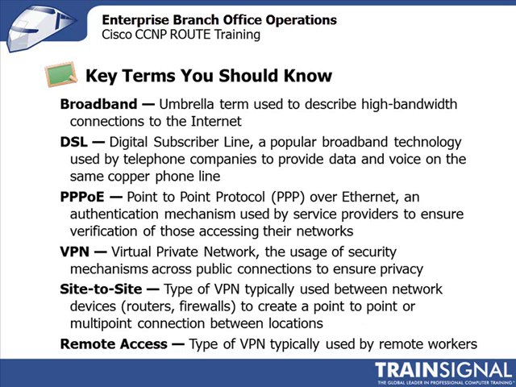This is the use of security mechanisms, for instance, IPsec, to ensure privacy across public connections, namely across the internet. Site-to-site is one type of VPN, typically used between network devices, routers, and firewalls to create a point-to-point, or in some cases a multi-point connection between locations. And then there's remote access VPN. This is a type of VPN typically used by remote workers.